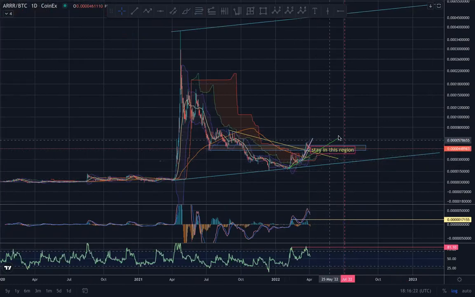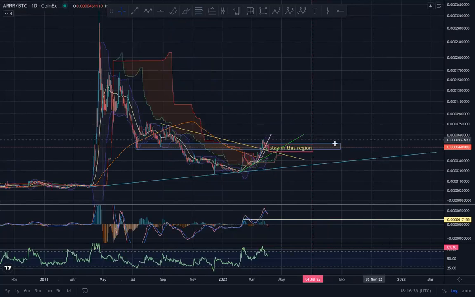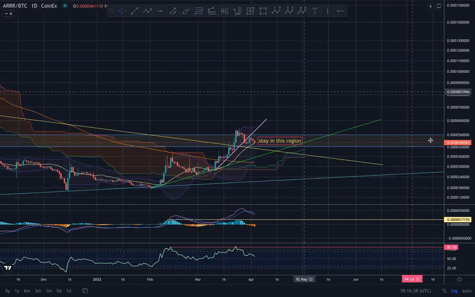And so this green trend line, we would basically want this to hold the whole time. We don't want this small move here to get broken at all. If it does, then it invalidates a lot of this trending move. So that's the idea that staying in this region here offers.